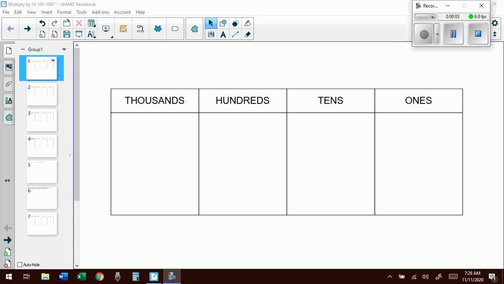Hello! We are doing lesson 5 today, which is multiplying by tens, hundreds, and thousands. But this time we're multiplying multiples. Multiply multiples.